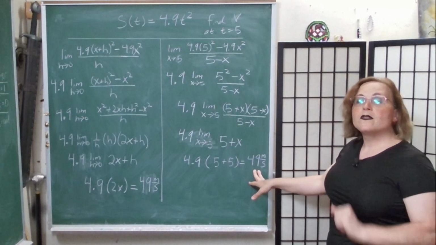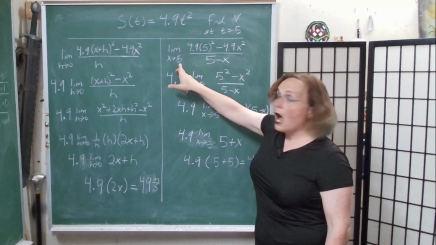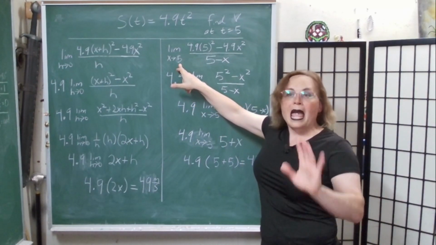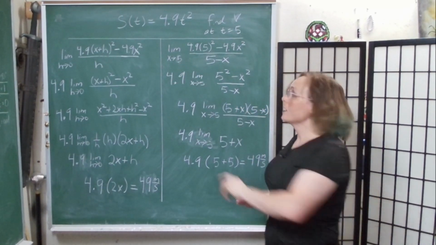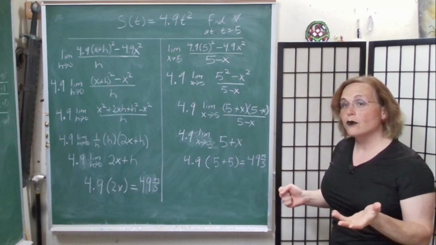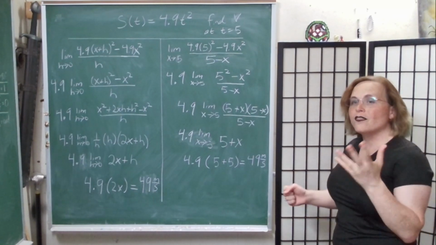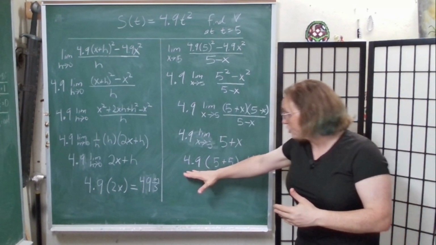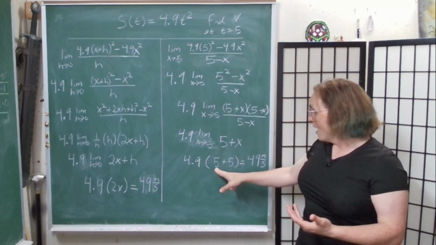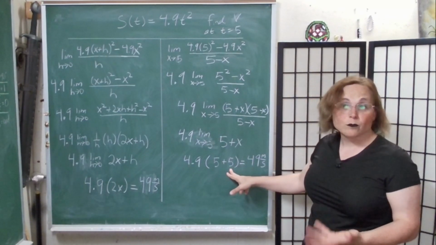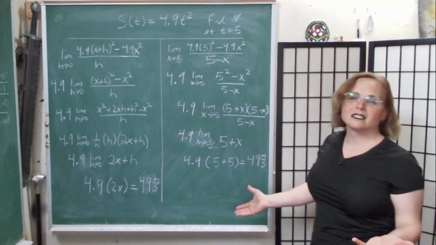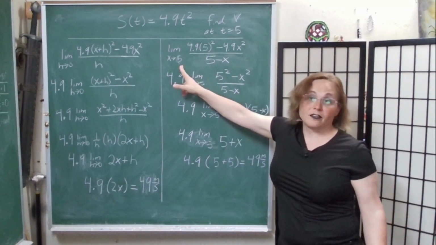The difference between the two here is that our x naught was a specific value instead of a variable. However, I do want to point out that if we used x naught here instead of a specific number, we actually would have ended up with an equivalent expression down here at the bottom. We would have had 4.9 and then x naught plus x naught, which would have been 2x naught. Very similar. In fact, exactly the same thing at that specific point.